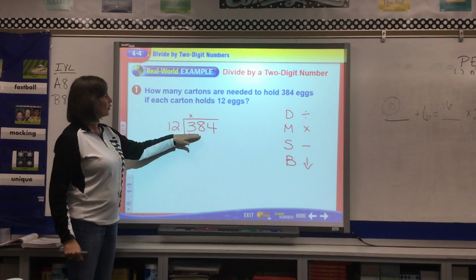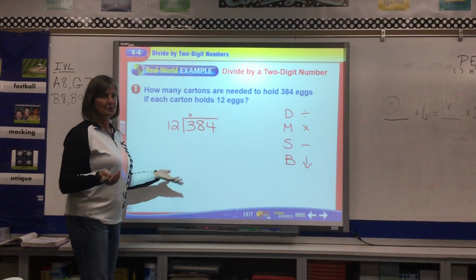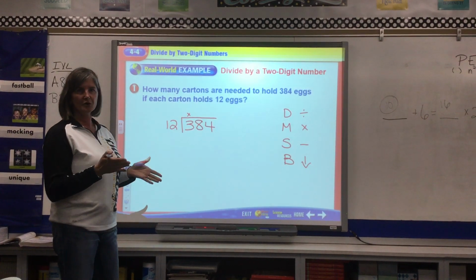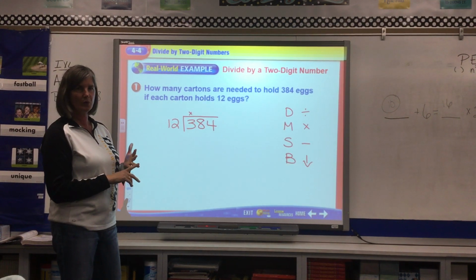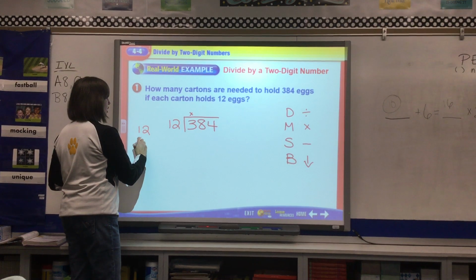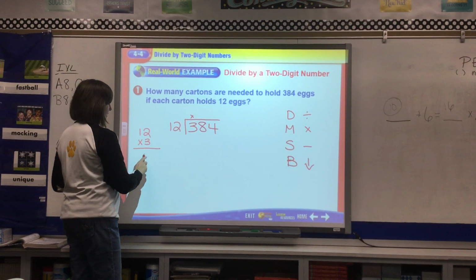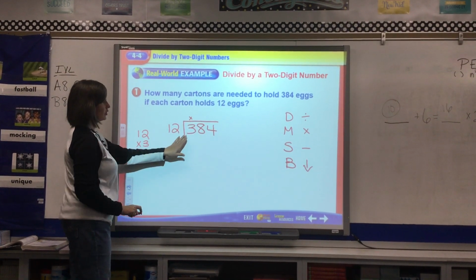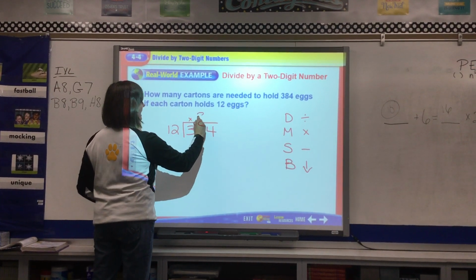Now we'll say, does 12 go into 38? It does. Here's where you use your estimation skills. Think of your 12s facts. I know 12 times 1 is 12, 12 times 2 is 24, and 12 times 3 is 36. I want to get as close as I possibly can without going over. 3 times 2 is 6, and 3 times 1 is 3. That's as close as we can get to 38 without going over. So I put the 3 on top.